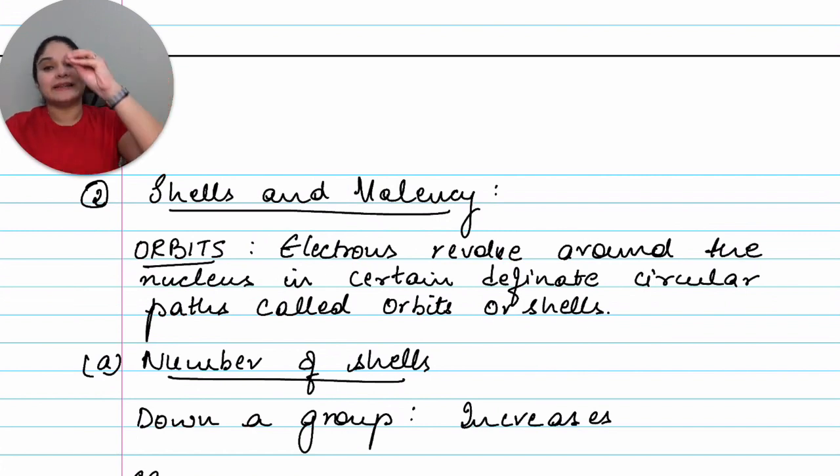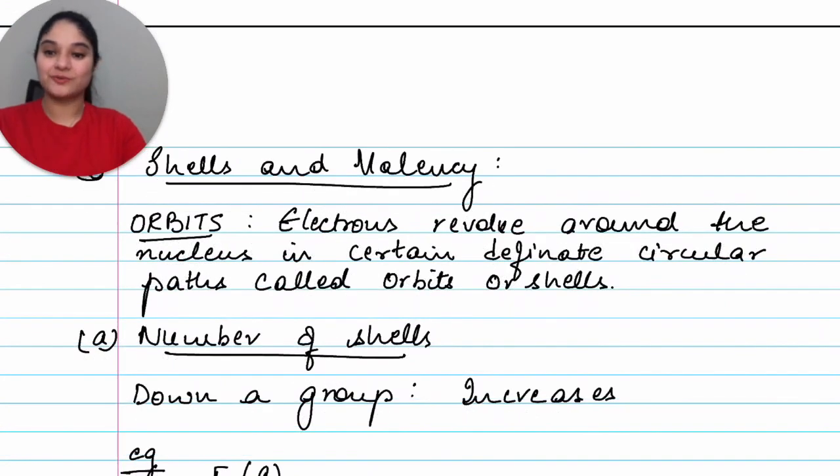Okay, the electron is moving around the nucleus, and whatever path it covers is your orbit. But there is no line or no path that is given to the electron. It is the energy because of which the electron is rotating on a similar path. So electrons revolve around the nucleus in certain definite circular paths called orbits or shells.